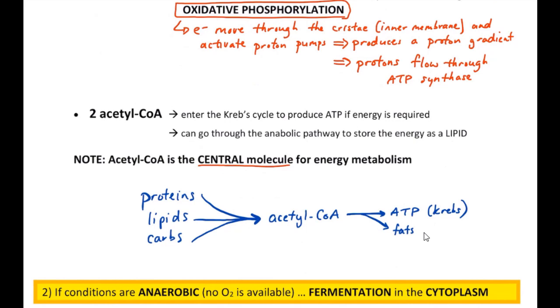Because it's a 2-carbon molecule, it's pretty easy to just stack them all together in big, long fatty acid chains. Remember, those fatty acid chains are those huge, big, long carbon chains, right? So that's pretty easy to create. The other thing that's neat about acetyl-CoA is that I can pretty much make it from any type of macromolecule that I have access to.